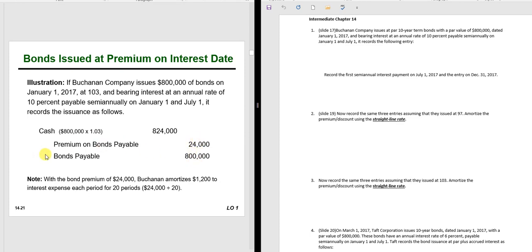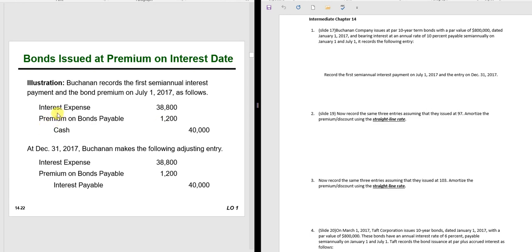Now when I amortize that premium, 24,000 divided by 20, notice the word amortize. I'm amortizing the premium just like you amortize the life of an intangible asset. I divide it by 20 periods, and so that's $1,200, but notice the premium is credited, so now I have to debit it to get rid of it.